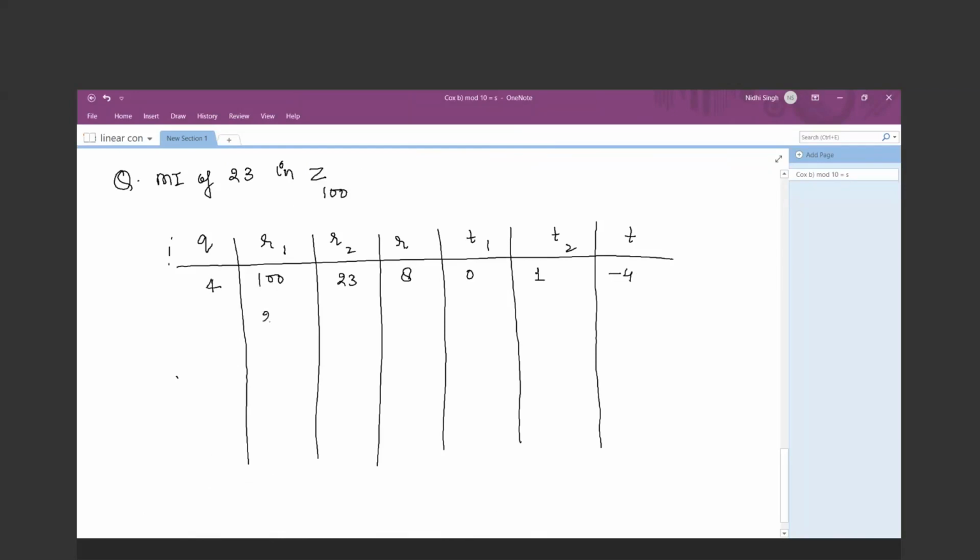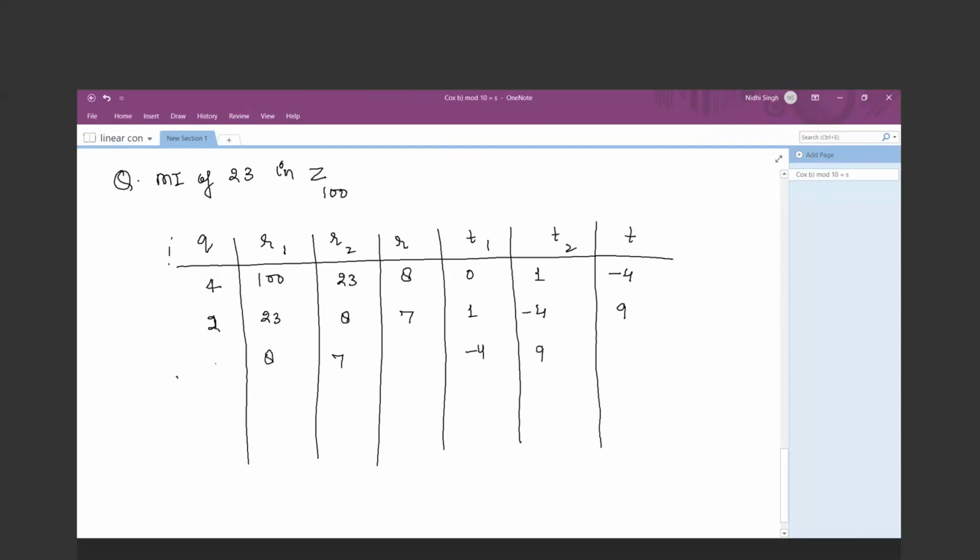So left shifting, so 23 and 8 and 1 and minus 4. Now again divide. If you divide it, the quotient will be 2 and the remainder will be 7. If you find out the value of t, the value of t will be 9 in that case. Left shifting, so 8, it will be 7, it will be minus 4 and it will be 9.